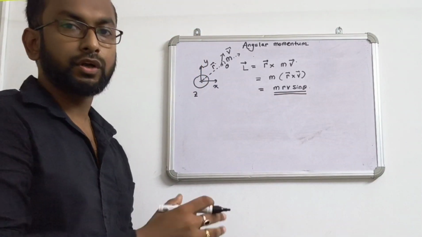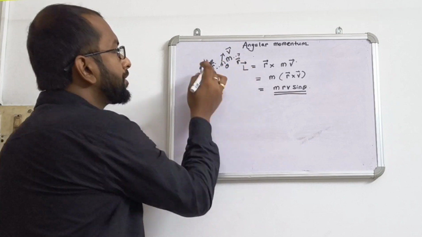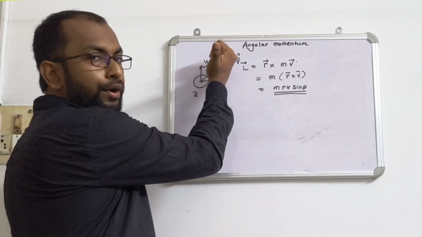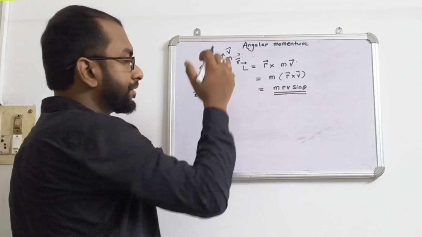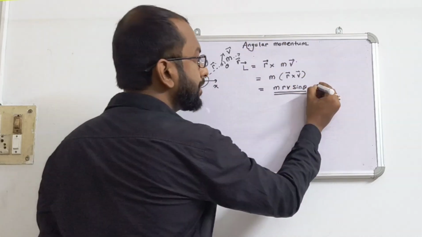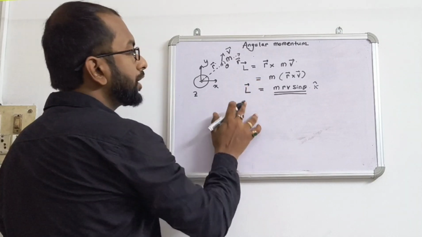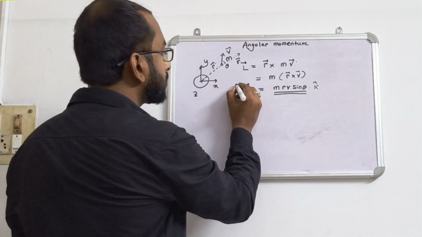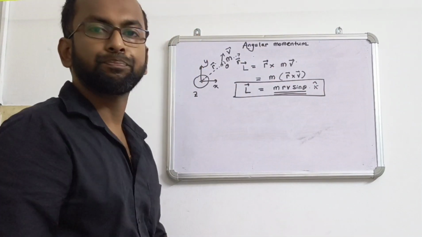Now, what is the direction of that angular momentum? This is the r vector, and this is the v vector. Their cross product, r cross v, is pointing outward of the board. Outward of the board is the z axis, so we multiply this magnitude with the unit vector in the z direction, k cap. So the angular momentum we got is m v r sin theta times k cap in this case. This is the angular momentum vector formula.